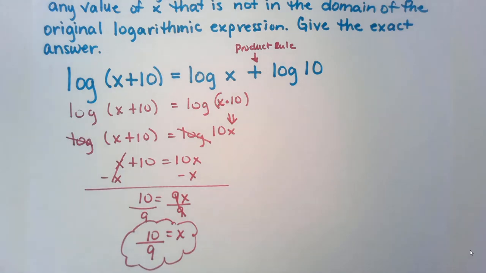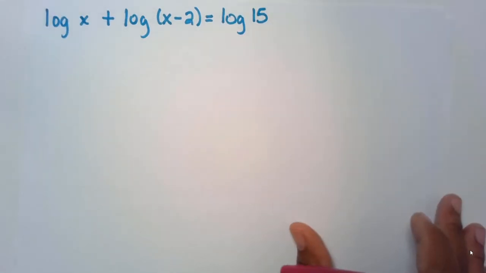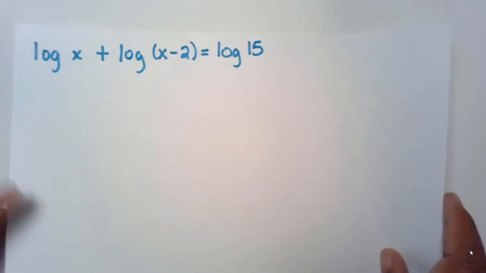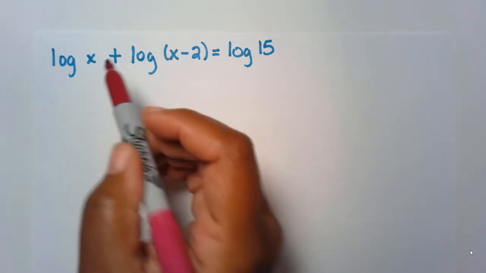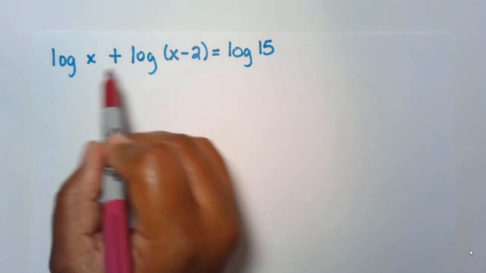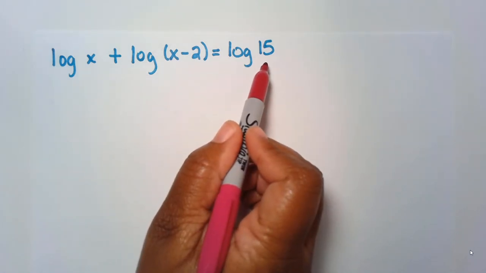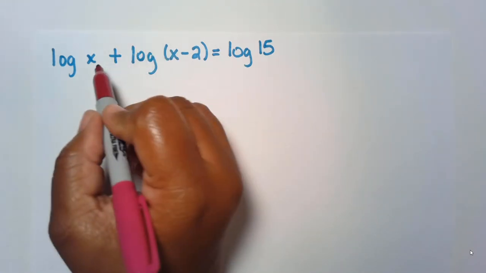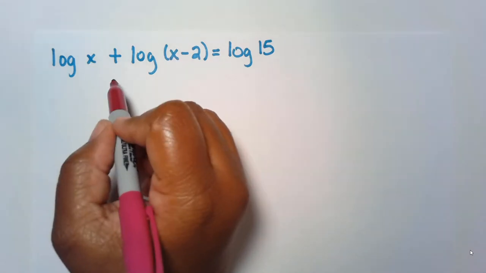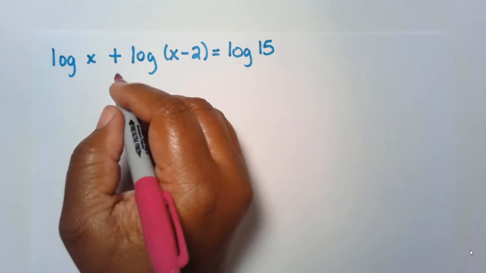Let's do another example. We're going to solve the logarithmic equation, and we're going to use the one-to-one property to solve this. So here again, for this example, log of x plus log of x minus 2 equals log of 15. We want to make sure both sides are in condensed form.